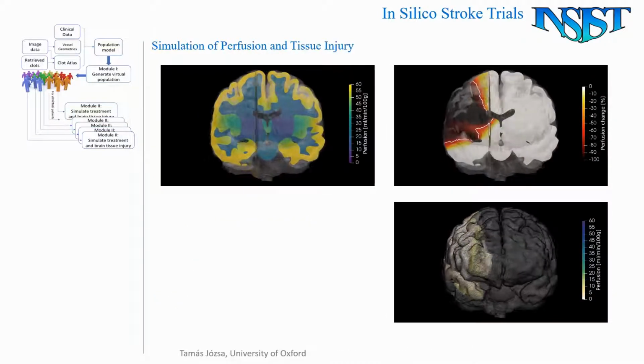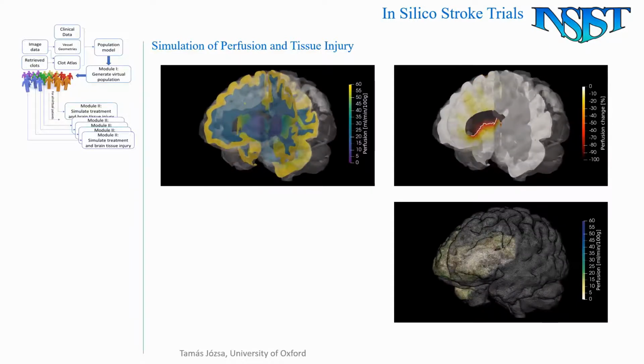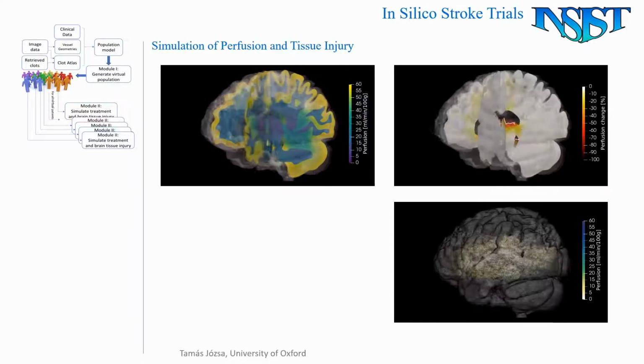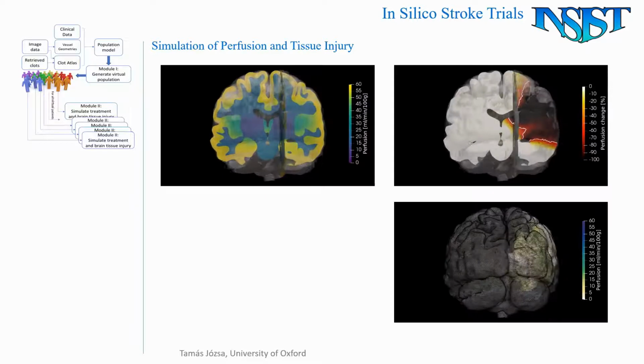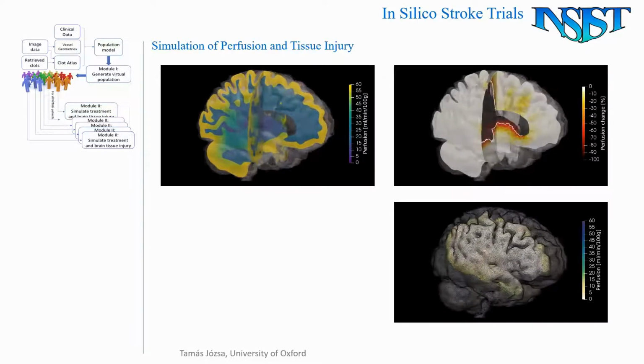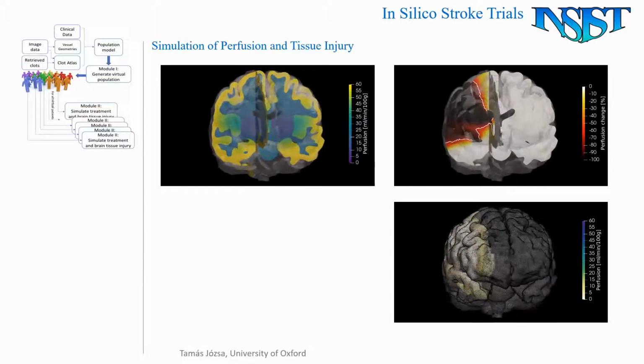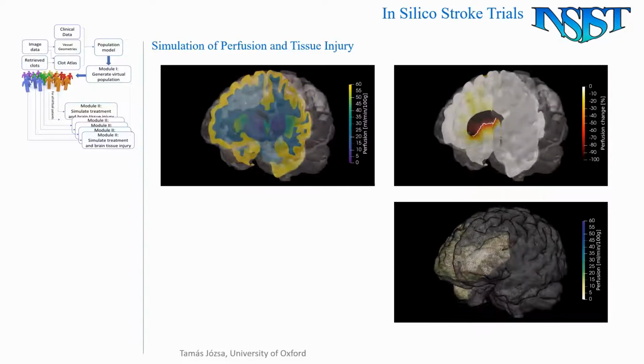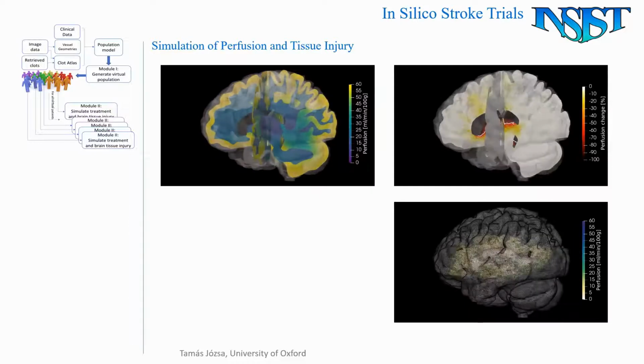The brain perfusion models then form the basis for evaluating perfusion and progression of tissue injury during stroke and reperfusion treatment. Also, the models are run for each individual virtual patient, with their own characteristics, choice of treatment, and timing of treatment.